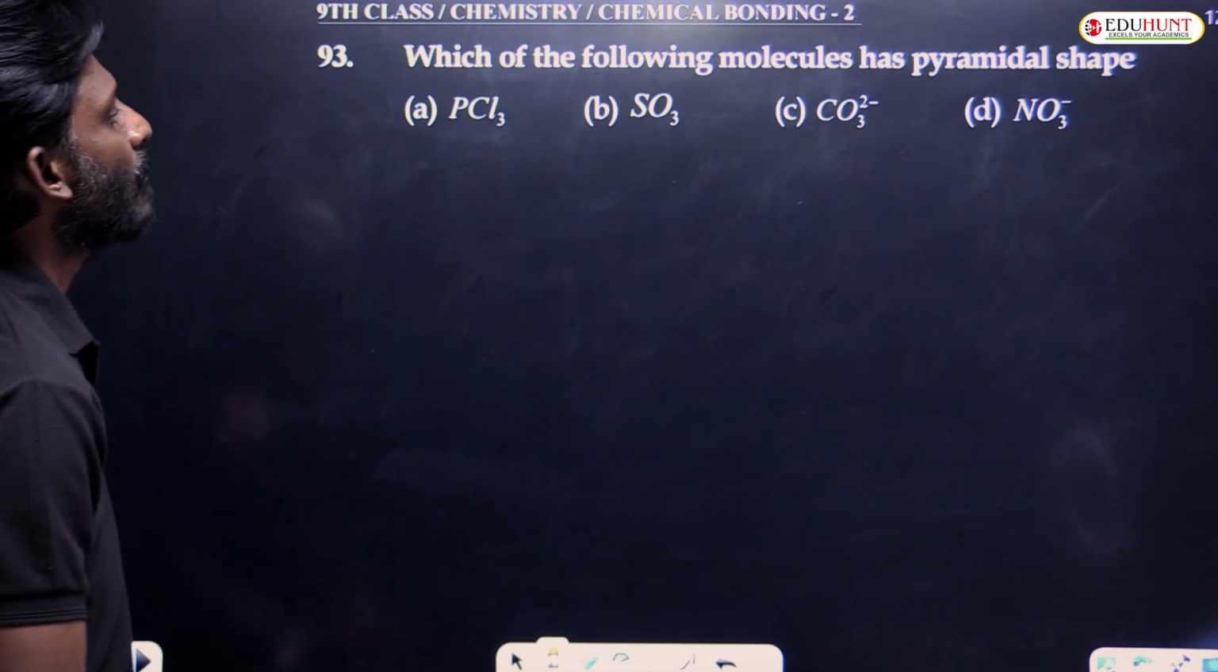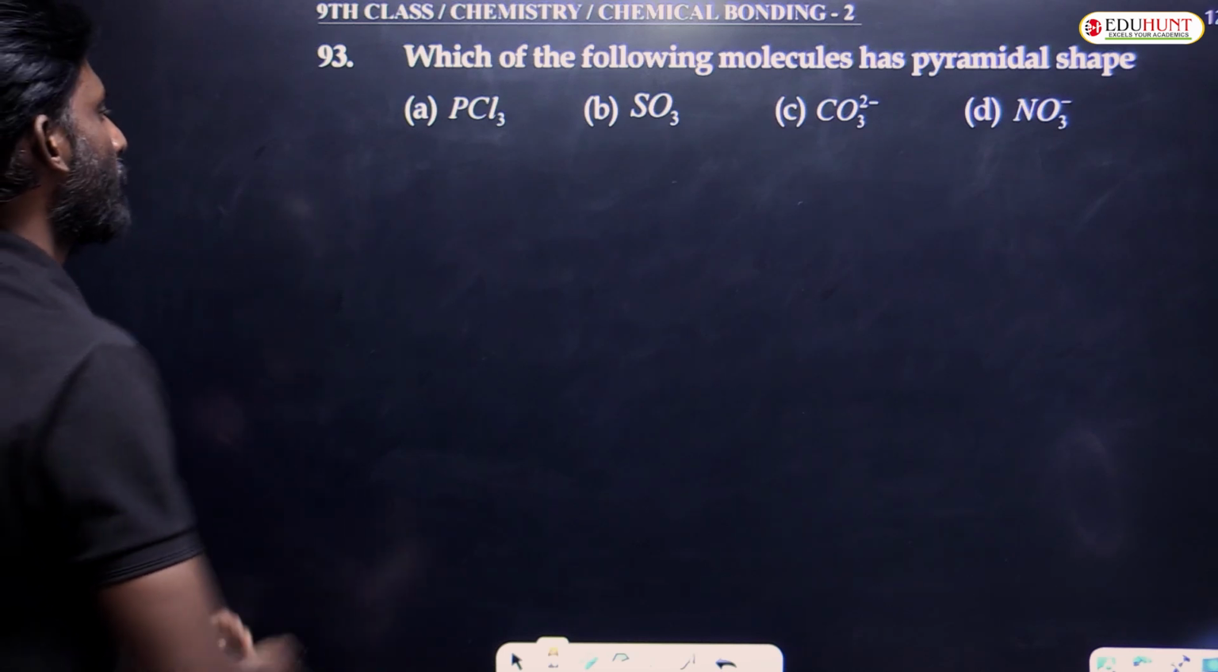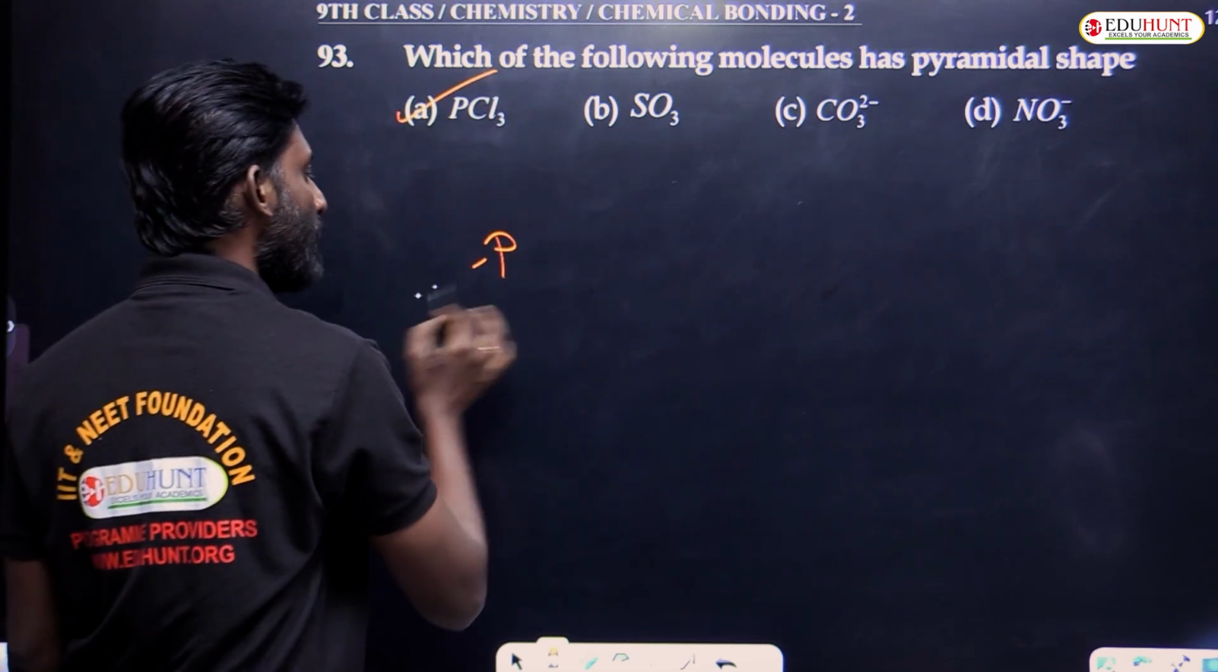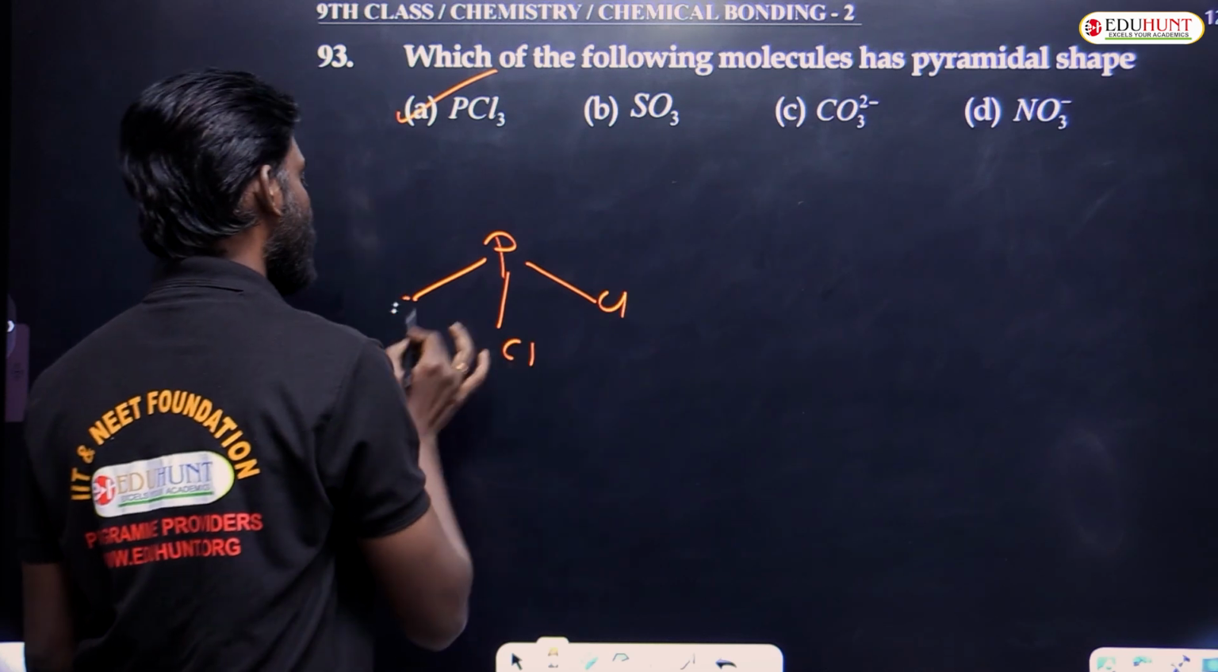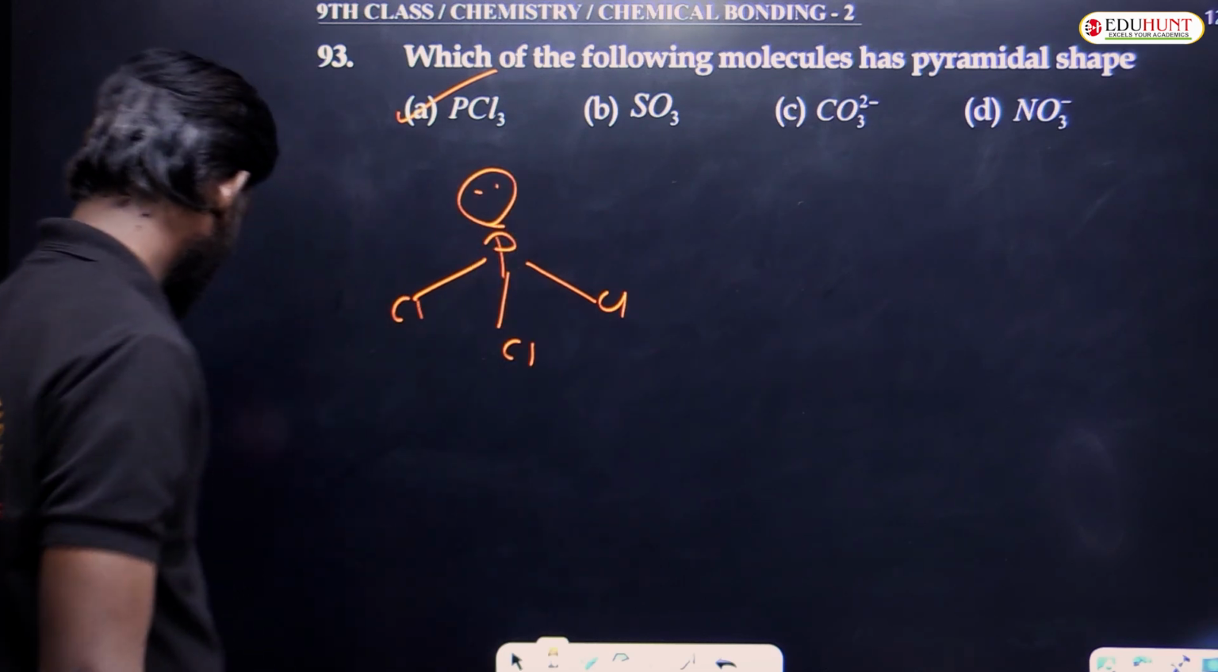Which of the following molecules has a pyramidal shape? Of course, PCl3. So many times. PCl3, this is the pyramidal shape.